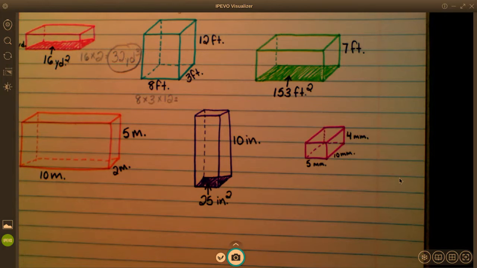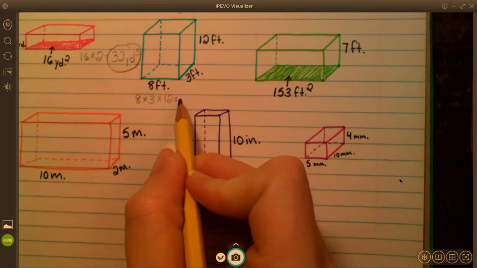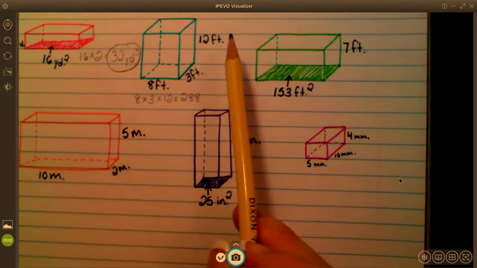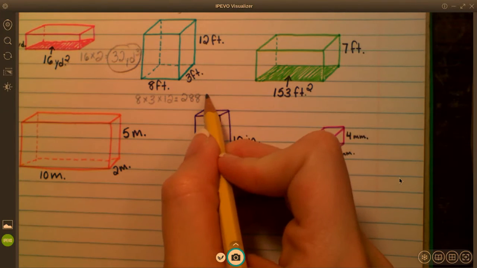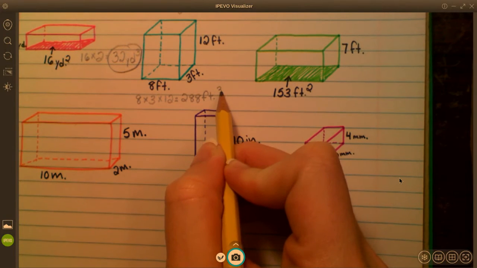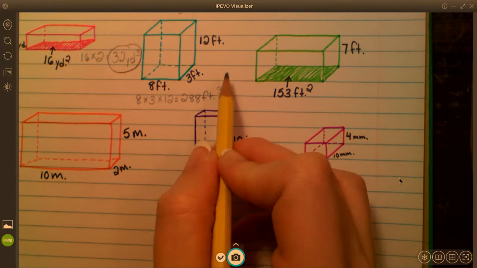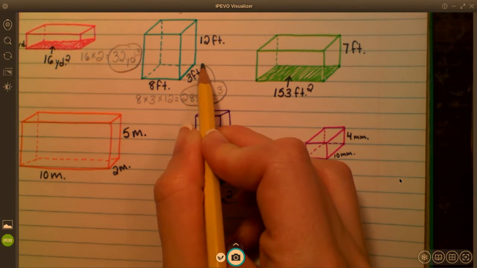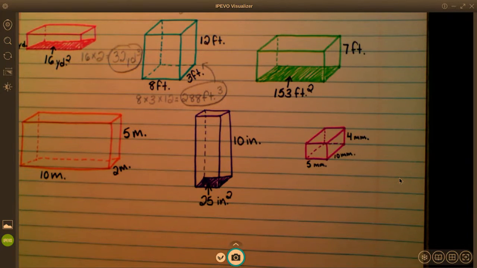If I'm taking 8 times 3 times 12, I would first want to start with 8 times 3, which is 24. Then I would take 24 times 12, which equals 288. They give me the unit feet, feet, feet, feet. And I am finding the volume, so I need my 3. So my final answer is 288 feet cubed. I'm going to do a little arrow just to remind myself that that's the one I'm talking about.